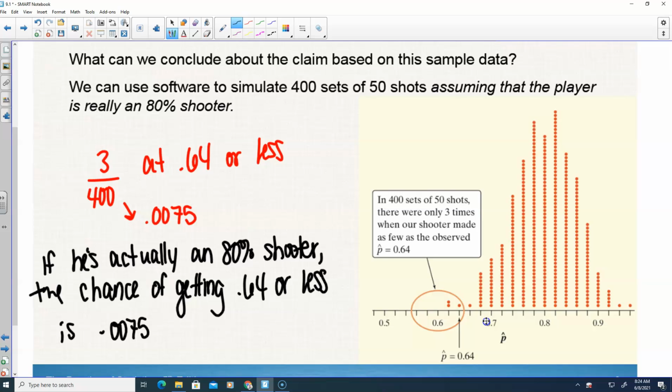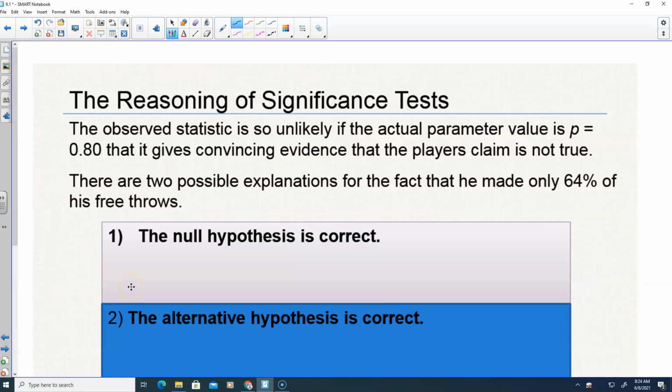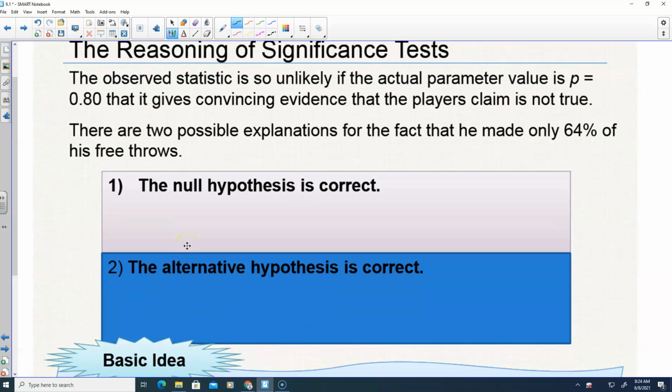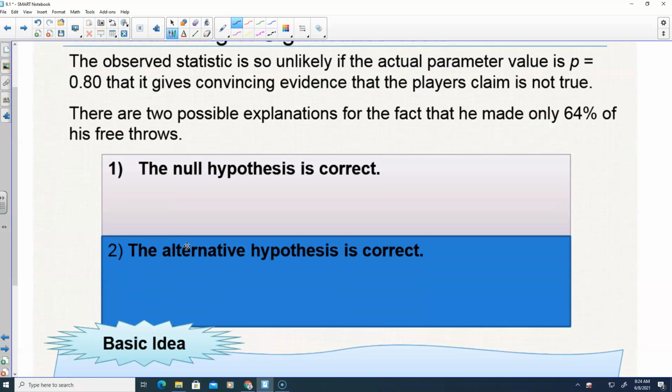That is extremely unlikely. If he's actually an 80% free throw shooter, to do that poorly in one set of 50 is not likely. So what can we do with that information? The observed statistic is so unlikely if the actual parameter is 80% that we're pretty convinced that the player's claim is not true. We don't think that he's actually an 80% shooter because it's so unlikely that he would have gotten such a bad sample if he's actually an 80% shooter.